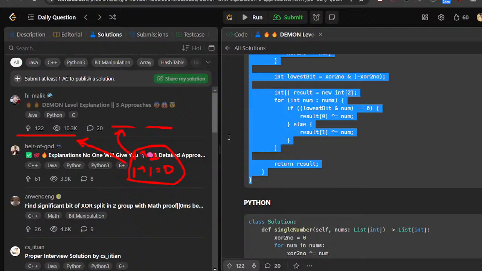Find the rightmost set bit. Minus is the 2's complement of it, which is equivalent to flipping the bits of it and adding 1.